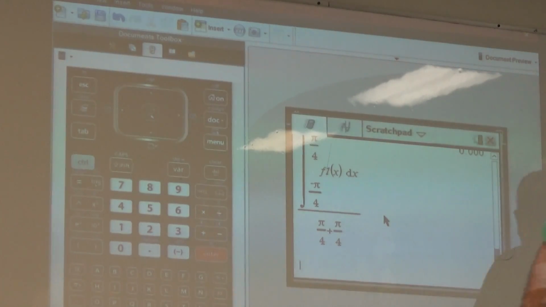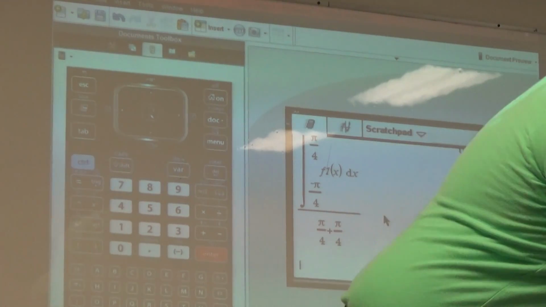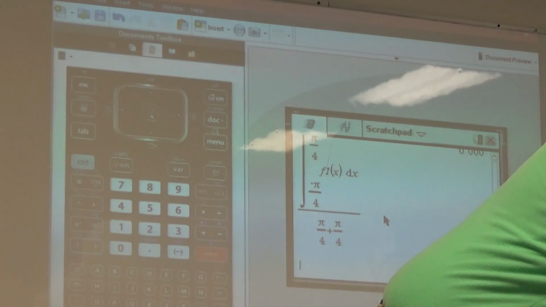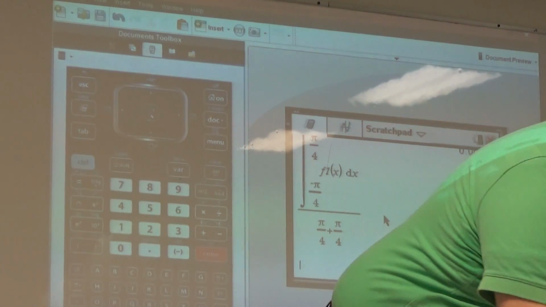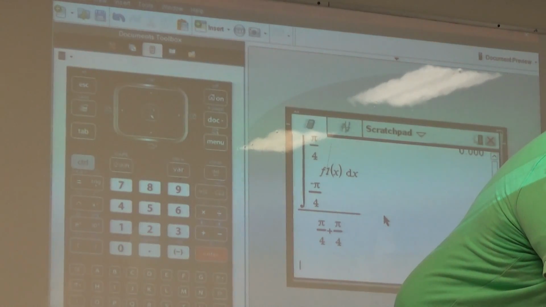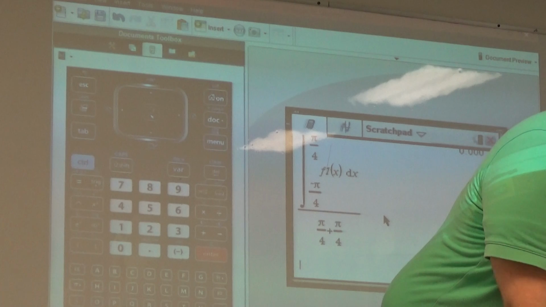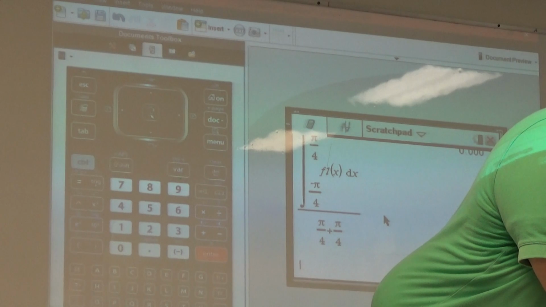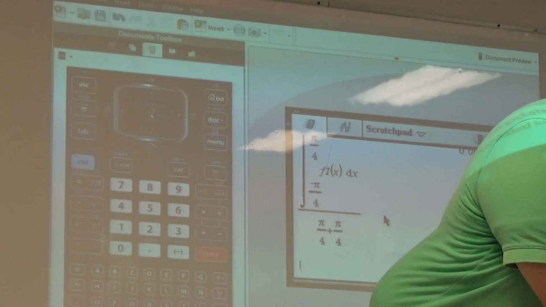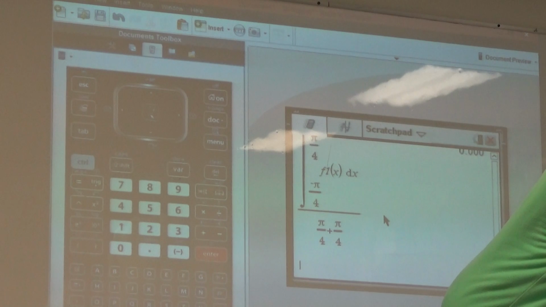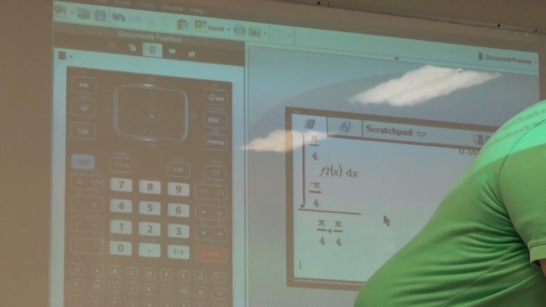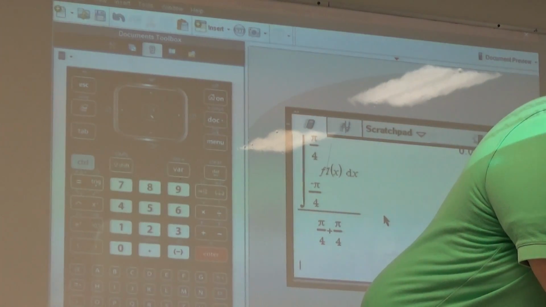Okay, friends over here, did we get 0? Why? Because from negative pi over 4 to 0, the area is negative. Yep. And from 0 to pi over 4, the same area is positive. It's the exact same area, but now it's positive instead. So what if this was the cosine function? Would you still get 0? Feel free to test and figure it out. Cosine isn't an odd function. This works because you have an odd function.